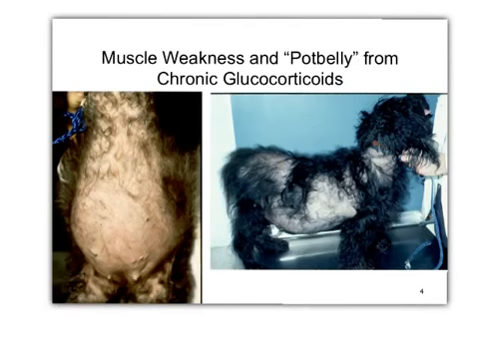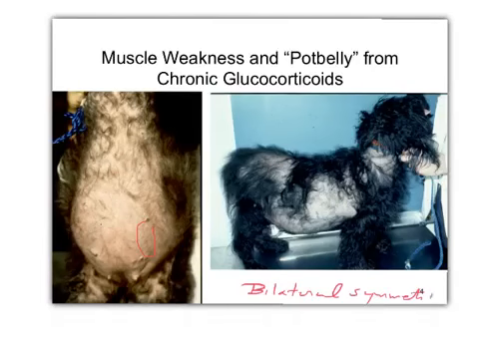In this slide we have a picture of a dog who was on chronic glucocorticoids, and you can see in the left-hand panel he has this sort of typical pot-bellied appearance. If you were to look really closely at the blood vessels, you can see them through the skin, very thin skin. And of course the bilateral symmetrical alopecia that's associated with Cushing's disease and other endocrine disorders such as hypothyroidism and Sertoli cell tumors.